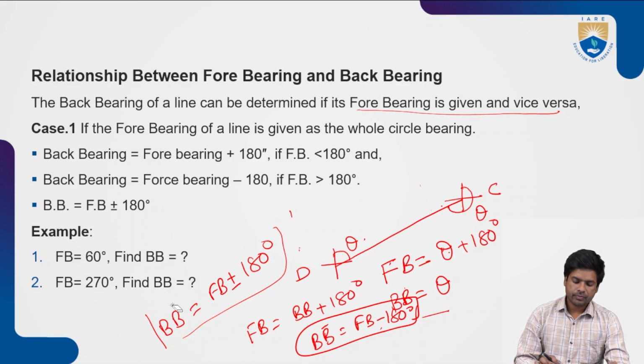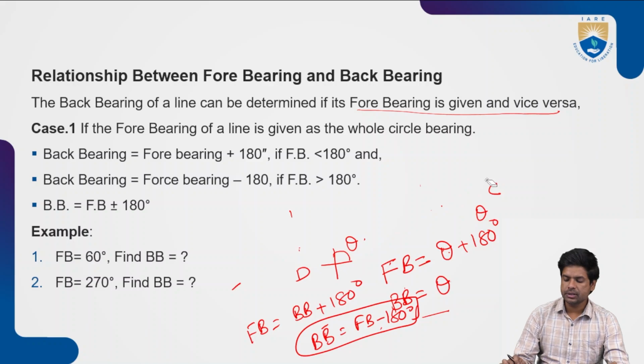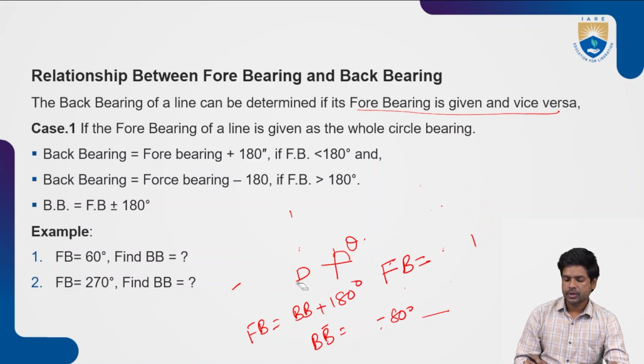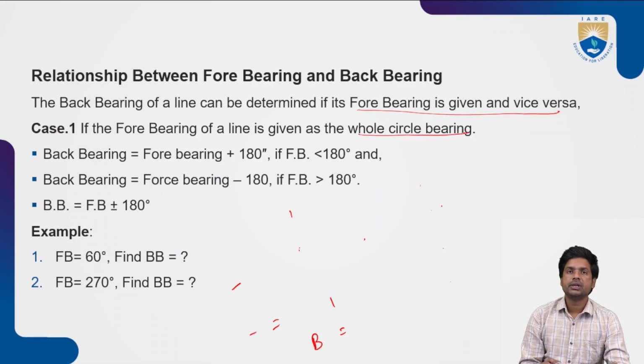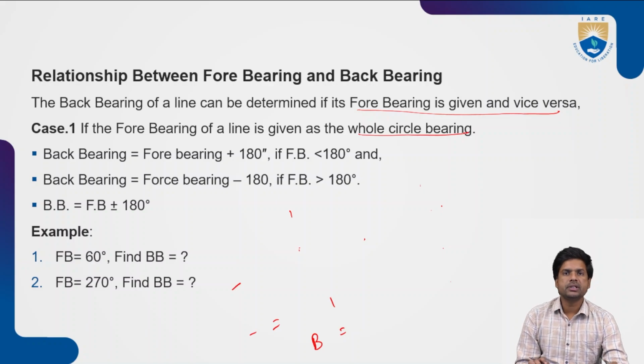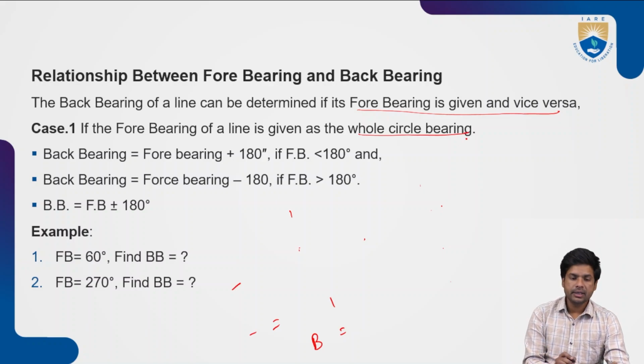Now here we have one condition to find out the back bearing and fore bearing. See, case 1: if the fore bearing of a line is given as the whole circle bearing. So when the fore bearing value is given as whole circle bearing, we can calculate the back bearing by using the formula fore bearing plus 180 degrees, that too if the fore bearing is less than 180 degrees.